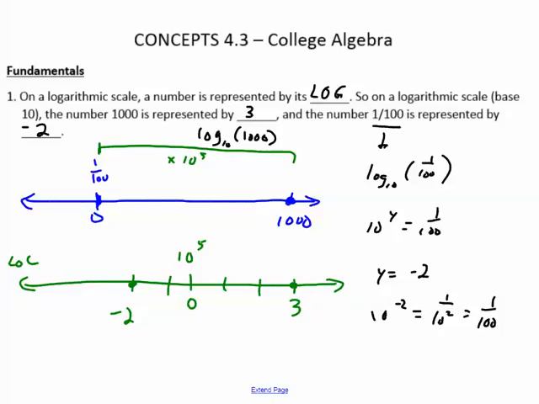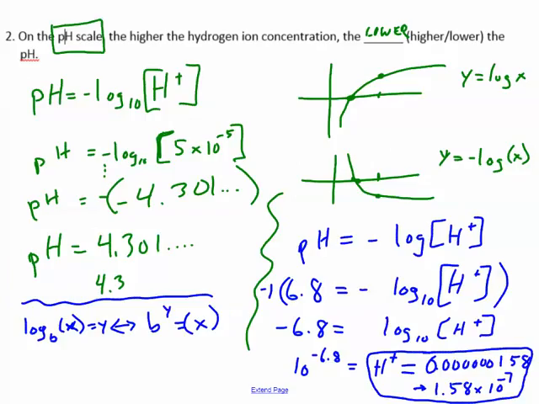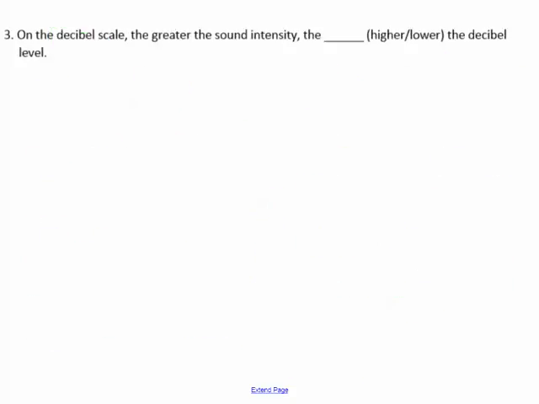All right, so we're talking about 4.3. Section 4.3 talks about the scales, log scales. And we're talking, number one, in general about a log scale here, and in general about a pH scale. That was our previous video. Now we're talking about the decibel scale.